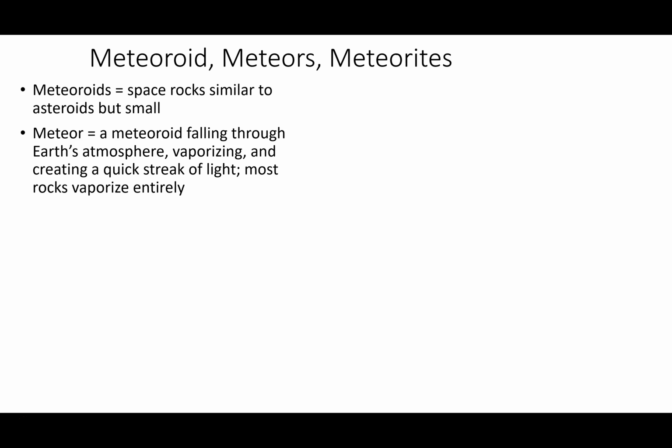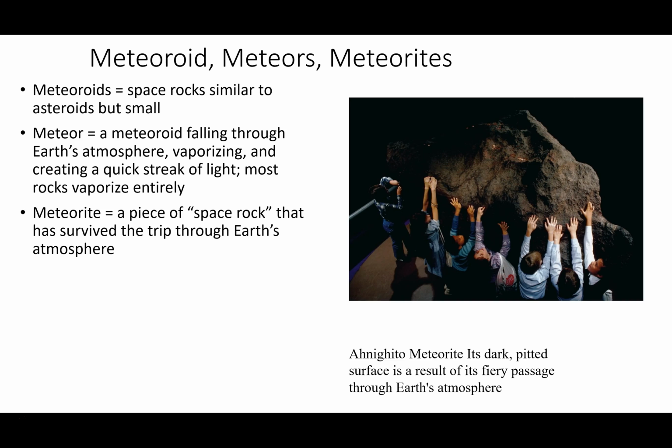And depending on how big the meteoroid was, sometimes it entirely burns up. More likely, though, there's some of it left and it lands on Earth. And if that's the case, it's the third M, it's a meteorite. There's three M's.